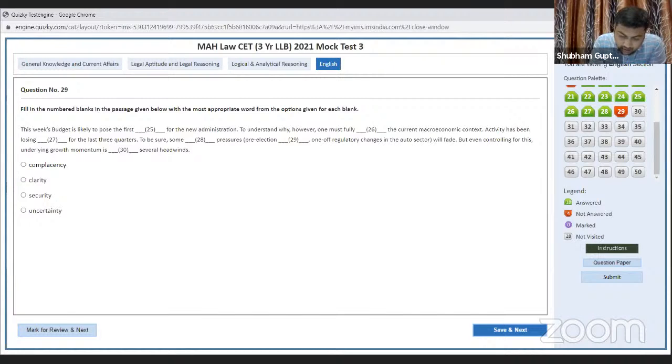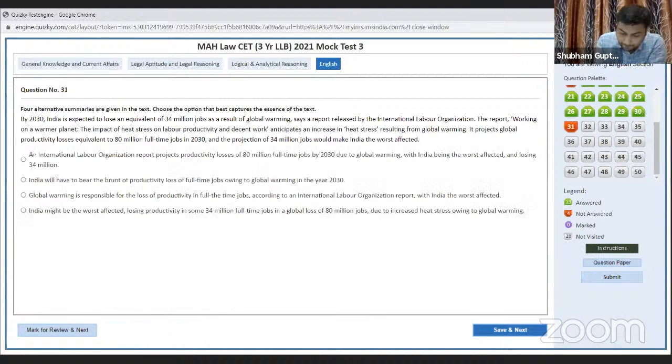Pre-election one-off regularity charges. So what is pre? So I would go for uncertainty. This is something from common sense: before the election, what is the condition? It is uncertain. And even controlling for this, underlying growth momentum is dash several headwinds. Yielding, I think.